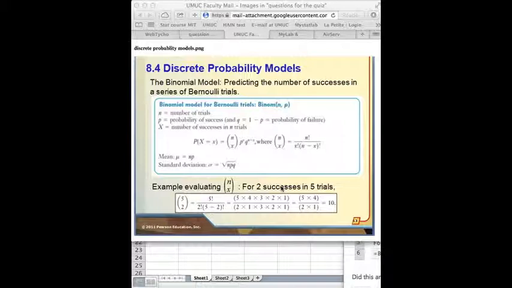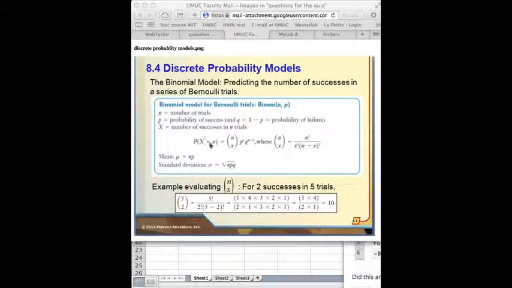And what do we mean by that? If you consider 5 trials, to get 2 successes, number 1 and number 2 can be a success and the rest are failures. It could be number 1 and number 3 and everything else is failure. It could be number 1 and number 4 and everything else is failure. Or it could be 1 and 5 and everything else is a failure. We could continue with that to count how many ways we can get 2 successes in 5, but this expression here does it for you.